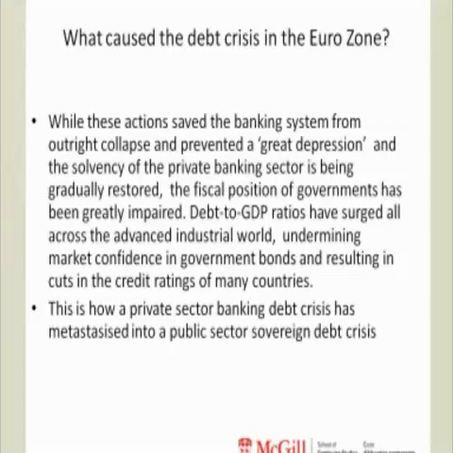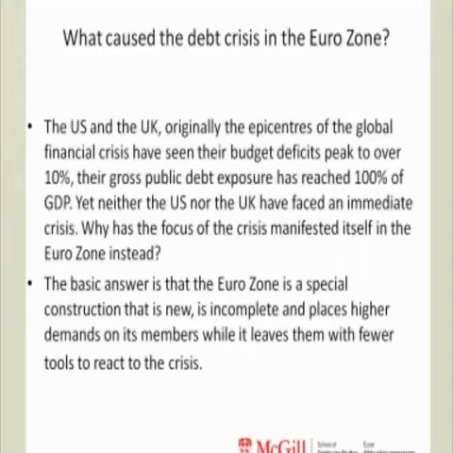Now, this is basically the crux of the situation. The private debt, the losses of the banking sector, has been transferred to the public sector, so the global financial crisis has metastasized into a sovereign debt crisis. Now, on to the next slide.